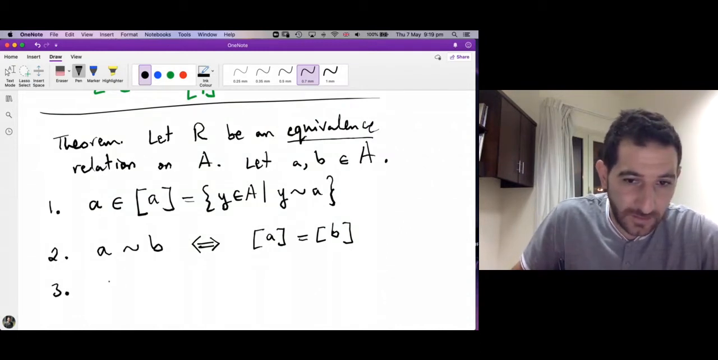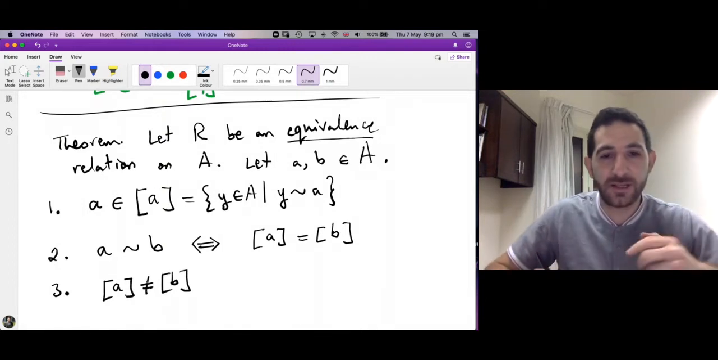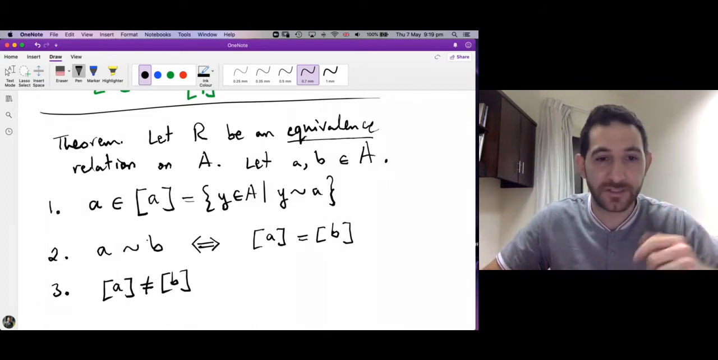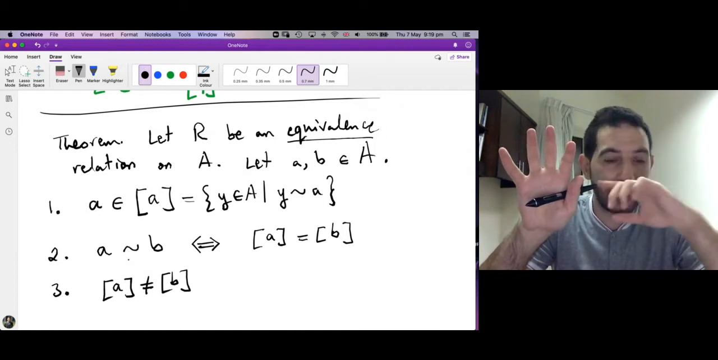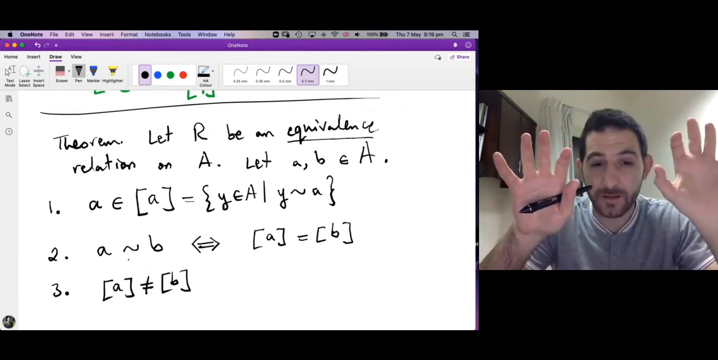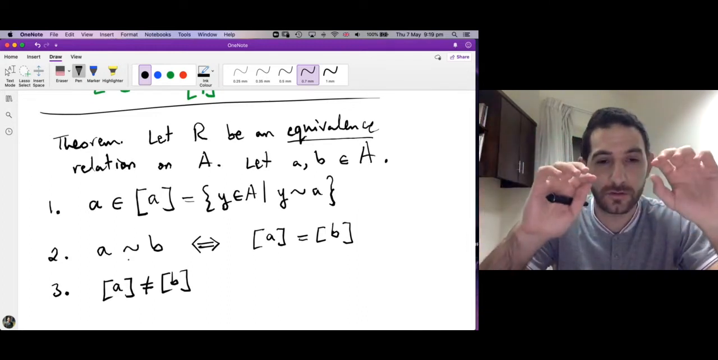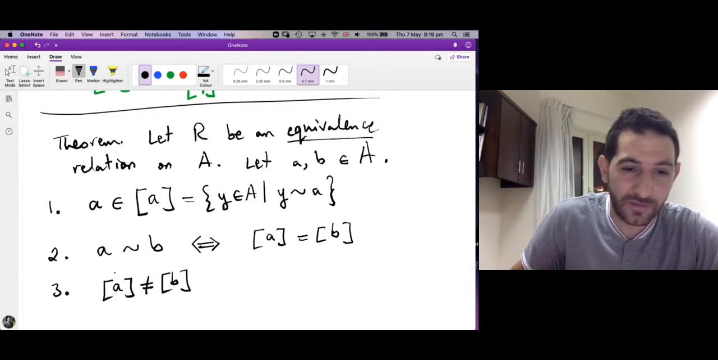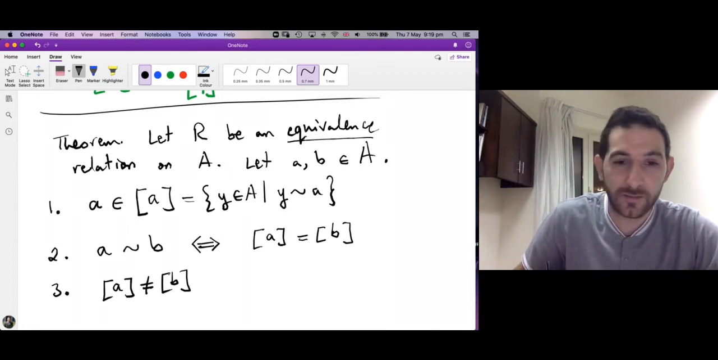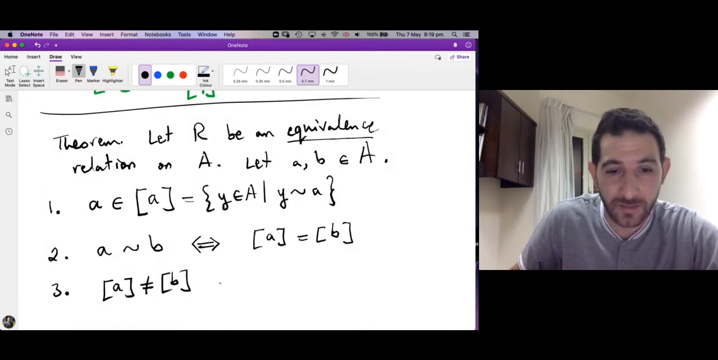we see that if two equivalence classes are not equal. Again, what is an equivalence class? It's a set of elements, a subset of A. What does it mean that two sets are not equal? It means that either they are disjoint, or one element belongs to the first one but is not an element of the second one. Okay, two sets are not equal if they don't contain the same elements.